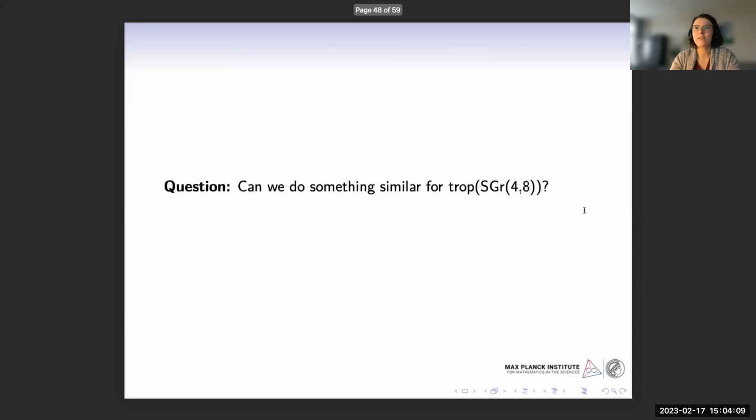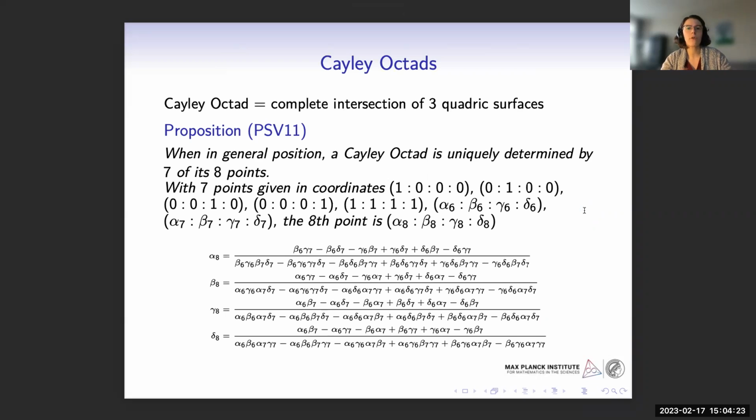Now, of course, we can ask ourselves, if it works that nicely, can we do something similar for the self-dual Grassmannian 4/8? For this, we need to take a step back and look at the algebraic geometry setting. This is about 8 points in P3, Cayley octads, as you might remember from the start. Cayley octads first arise as the complete intersection of 3 quadric surfaces. They are already in the work by Dolgachev and Ortland from 1988, I think. And they appeared again in work by Plaumann, Sturmfels, and Vinzant from 2011.